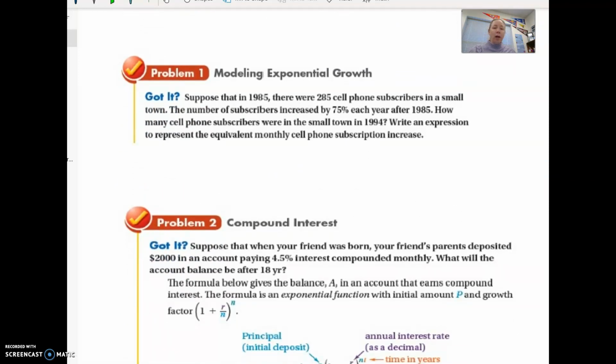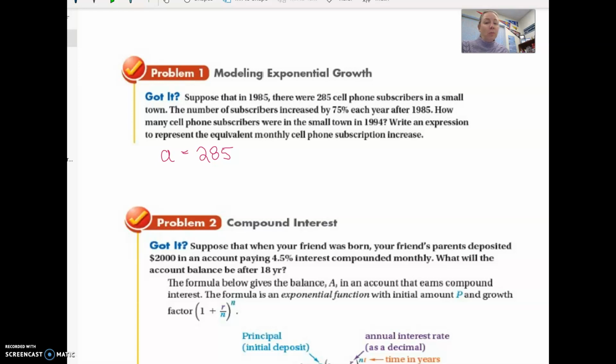We're modeling exponential growth again. So we have something about cell phones. It states that in 1985, so a while ago, I was in elementary school. Yes, in 1985. There were 285 cell phone subscribers in a random small town somewhere. So that would be our initial amount in this particular problem. That's what we're starting with. So that is our A.